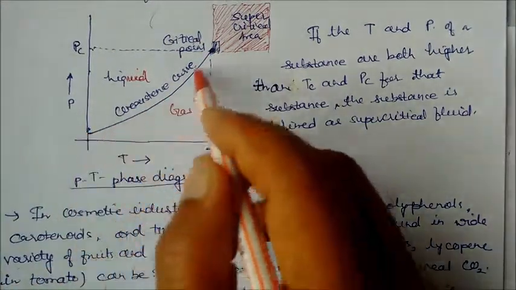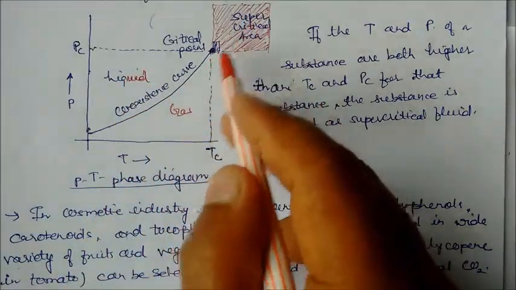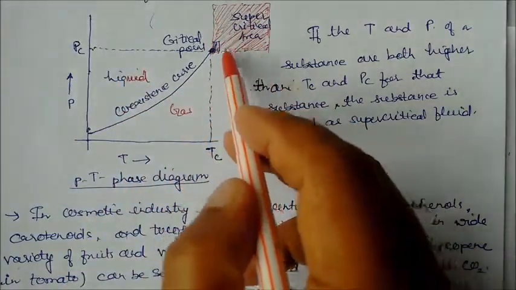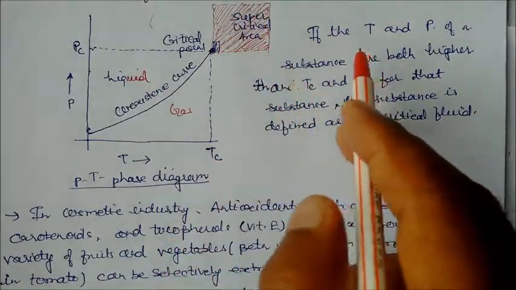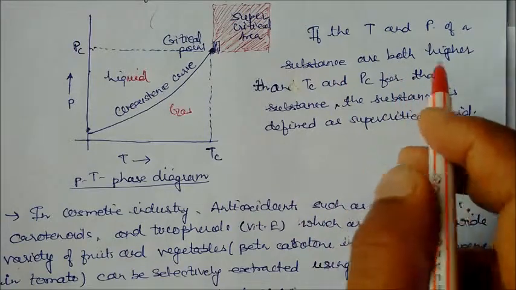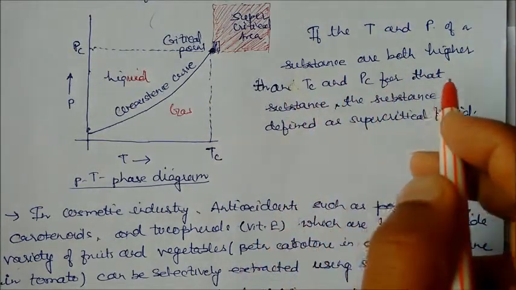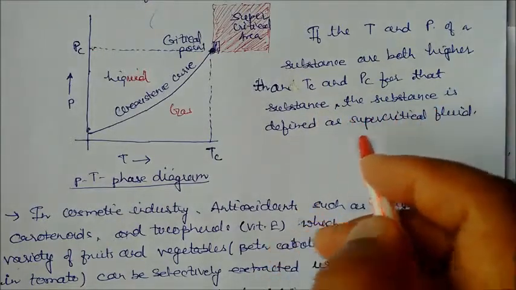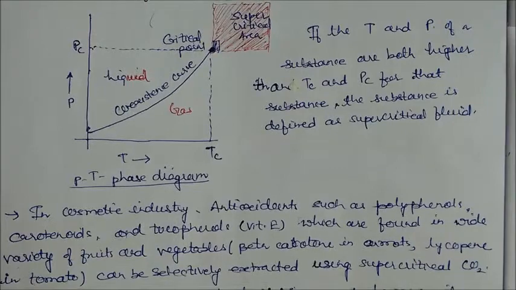And this is the coexistence curve, meaning one phase is gas, one phase is liquid. If you go above this, this area is called the supercritical area. That means if the temperature and the pressure of a substance are both higher than the critical temperature and the critical pressure for that substance, the substance is defined as a supercritical fluid. So this is the pressure-temperature phase diagram.